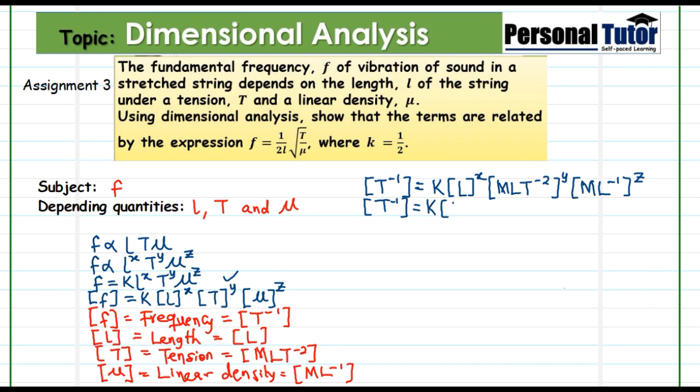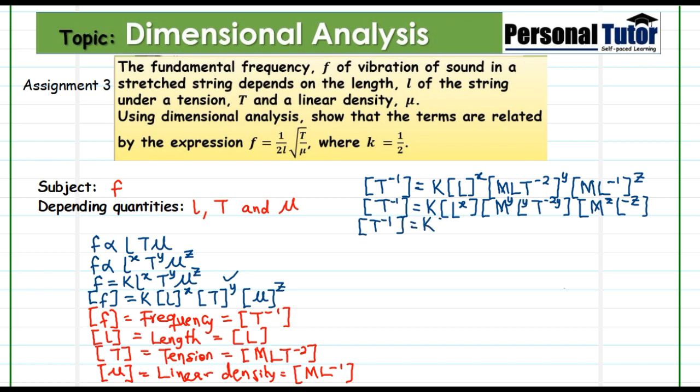That will be L exponent S. The Y is for all of M, L, and T. That will be M to the power Y, L to the power Y, T to the power -2Y. And the last becomes M to the power Z, then L to the power -Z.